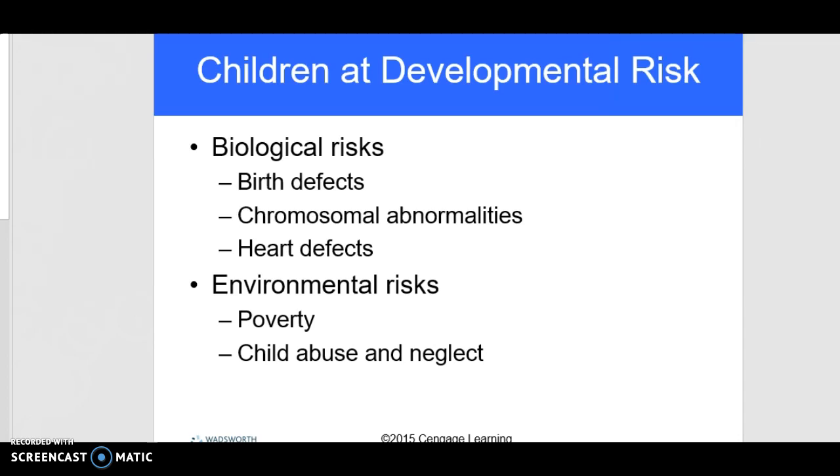And then environmental risks. Certainly in utero, when a mother is pregnant, drugs or alcohol can have an impact. Extreme poverty, lack of adequate nutrition, child abuse and neglect, all of these things can cause disabilities.